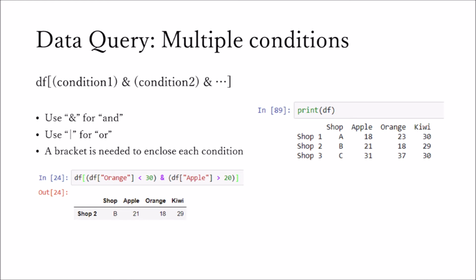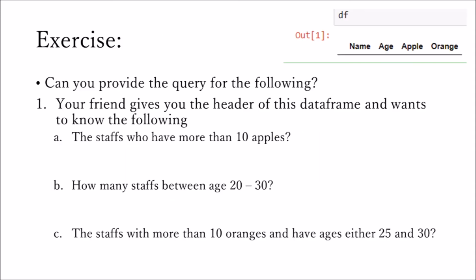When we have multiple conditions for Pandas to match, we can align them side by side and connect them with the logical operator AND or OR. Notice that we need to use brackets to enclose each of the conditions. Otherwise, Pandas will raise an error. In the example shown here, we provided two conditions to Pandas. The first one is the column orange being less than 30, and the second one is the column apple being greater than 20. If we take a look at the original data frame df, we find that shop 2 satisfies both conditions. And indeed, Pandas returns us a data frame with only one row.